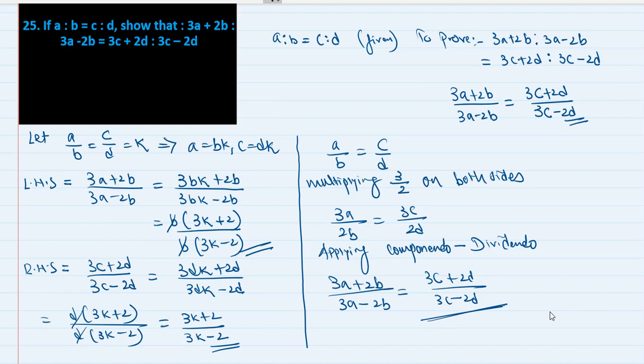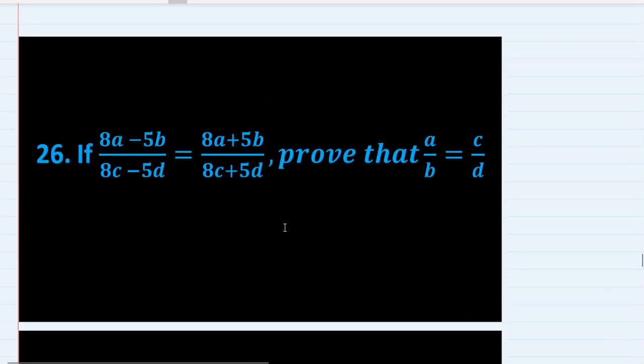So either you use K method or you use properties of proportions, invertendo, alternando, componendo dividendo. You use all these properties or you use K method, you are going to get the answer. So now things have become easier for you because your options have opened up, right? Let's go to the next question. I hope you have understood that. Okay, next one.